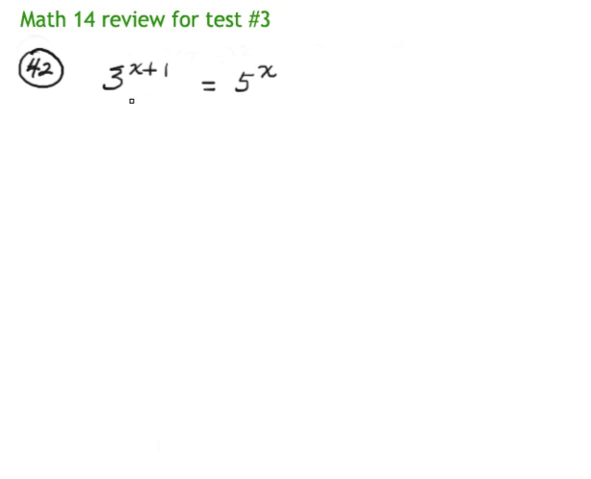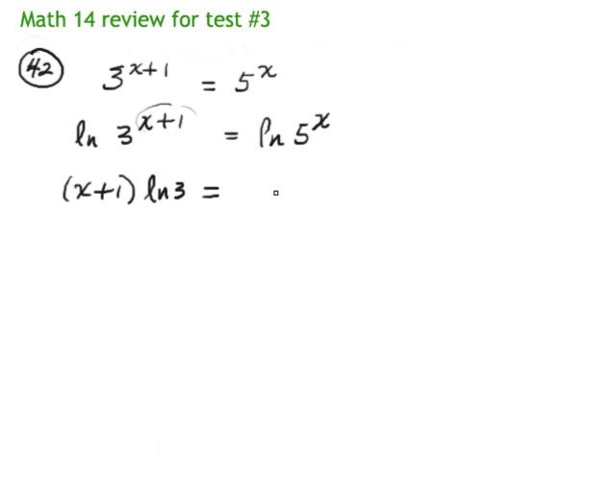So once again, we have an equation with x's in the exponent, and we want to bring those down. And once again, we're going to ln both sides just to bring those down. All right, so here on the left, just bring the entire x plus 1 down. So we have x plus 1 times ln 3. Remember, ln 3 is just a constant, is equal to bring this x down in front, x times ln 5.